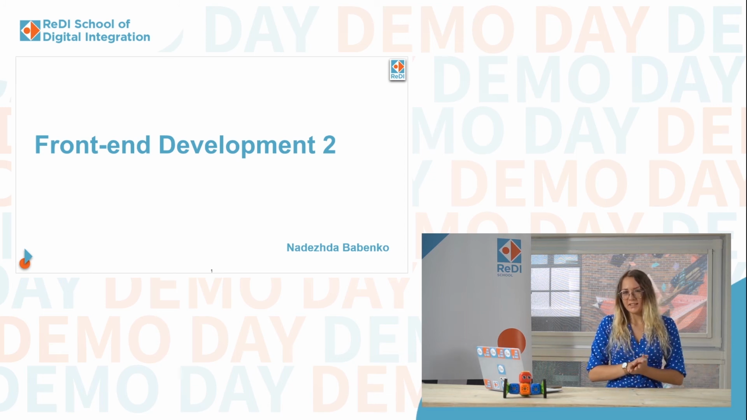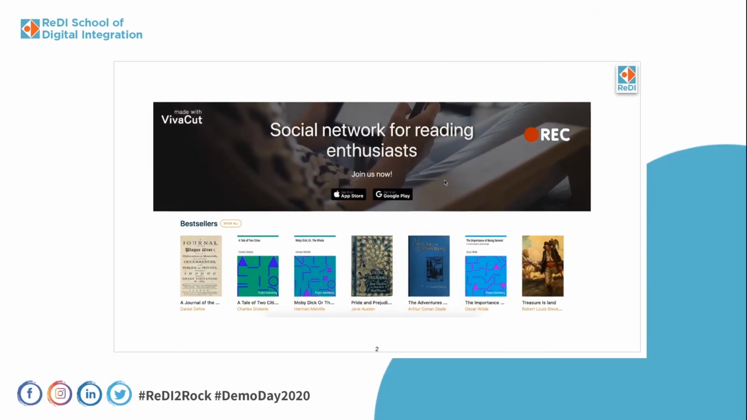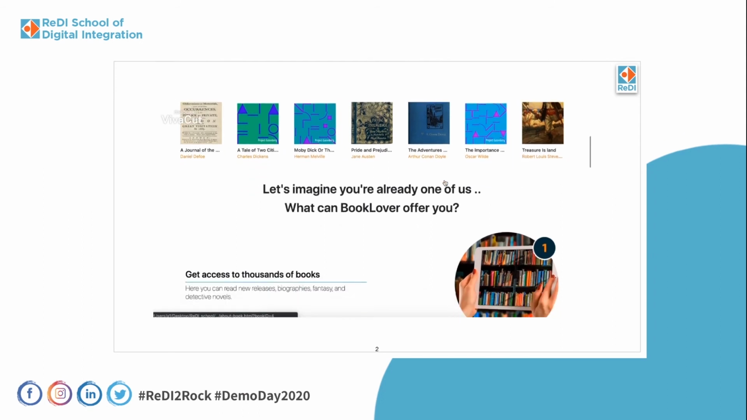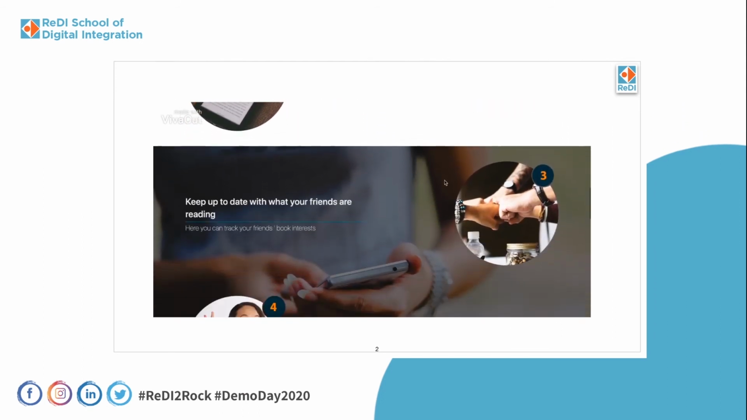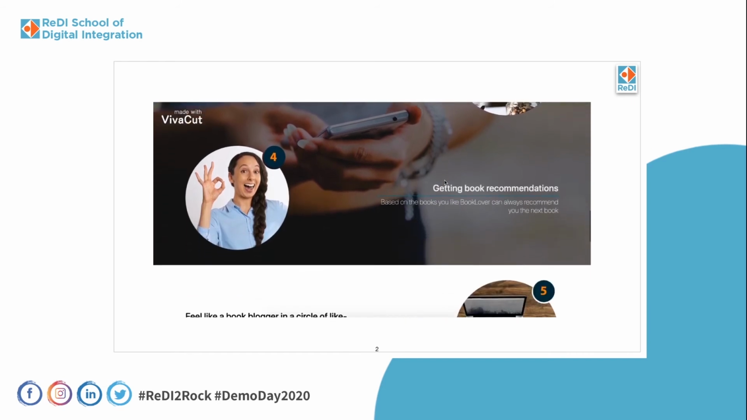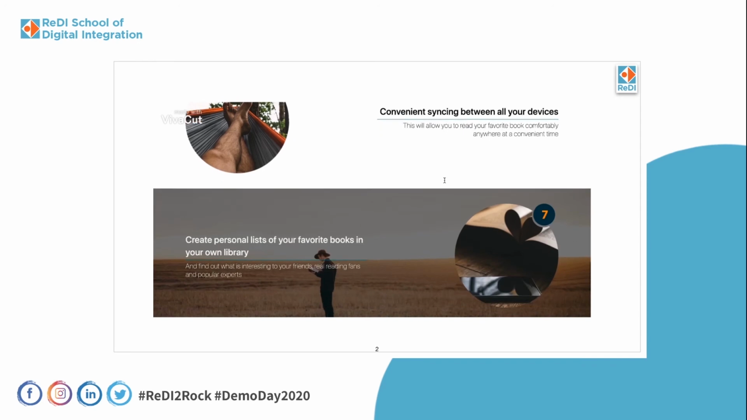When I started to study at ReDI, I immediately realized what kind of app I wanted to create, which would be interesting and useful for me and maybe for other people. And this app is called Book Lover. Book Lover is a new social network for reading enthusiasts. On the first page, you can see the main goals of my project. Some of them have been achieved and others are still to be implemented in the near future.